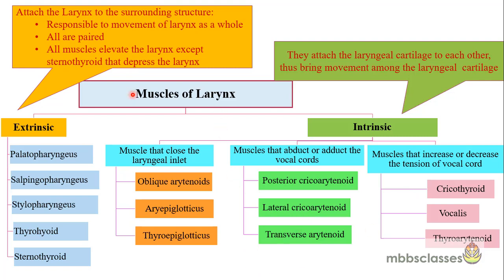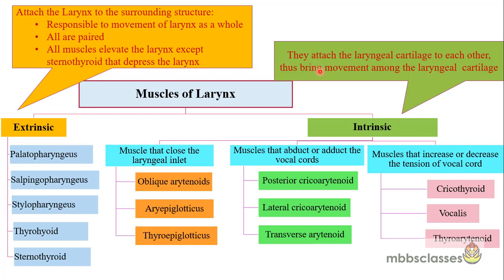So coming to the muscles of the larynx, the muscles of the larynx are also classified into an extrinsic group and an intrinsic group. The extrinsic group means the muscles that attach the larynx to the surrounding structures, that means outside the larynx, and they are responsible for the movement of the larynx as a whole. All are paired muscles. All muscles elevate the larynx except the sternohyoid, which depresses the larynx.